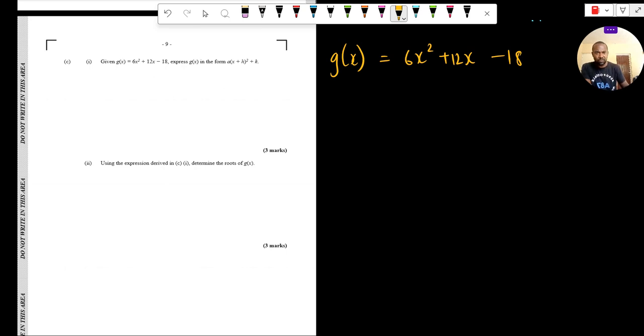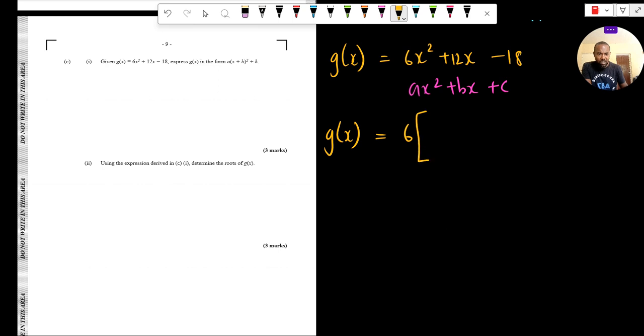Remember that any quadratic is typically of the form ax squared plus bx plus c. In this particular case, we see that a is equal to 6. Because a is equal to 6, we cannot proceed to completing the square, because a must be equal to 1. So what do we do? We factor out 6.